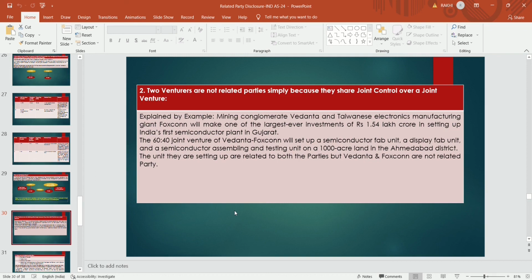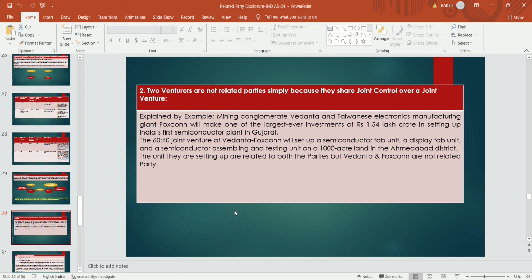So they are two venturers who create one joint venture. That joint venture is related to Vedanta and also to Foxconn. But Vedanta and Foxconn themselves, these two parties, are not related to each other. They are related with the joint venture, but not with each other. The decision taken by Vedanta will not influence the decision of Foxconn, or the decision taken by Foxconn will not influence the decision of Vedanta. So they are separate. This is to be explained.